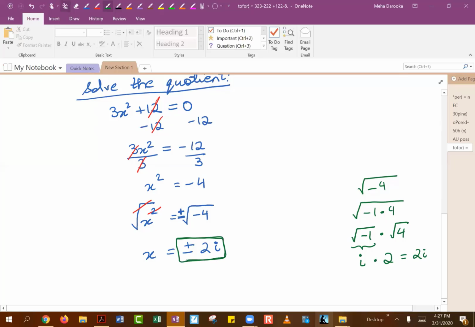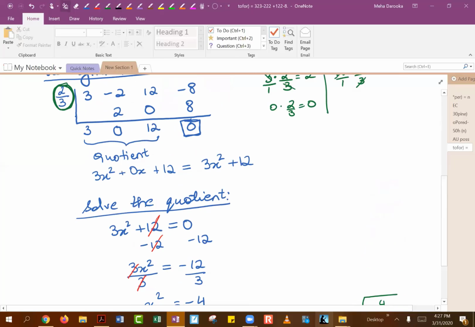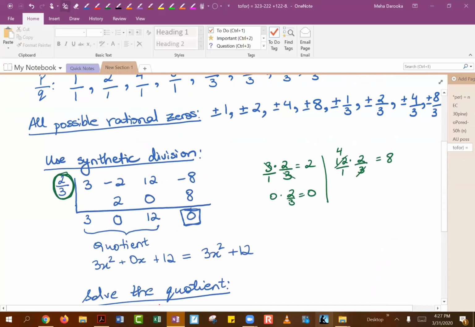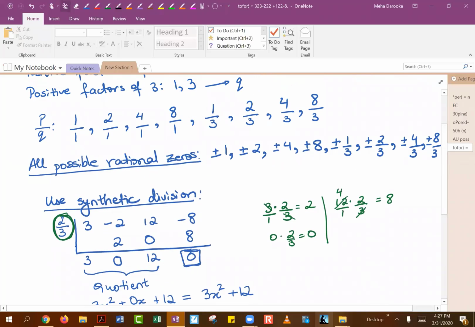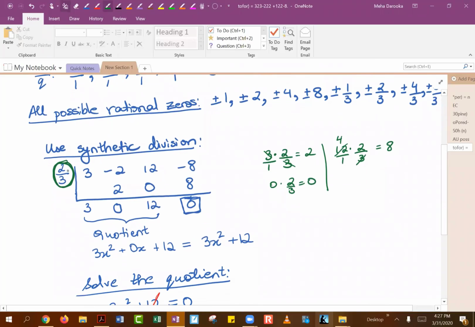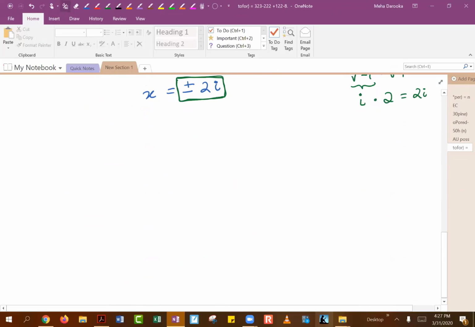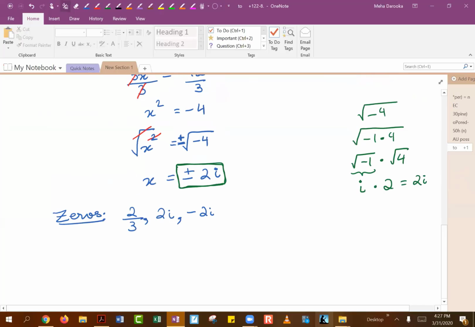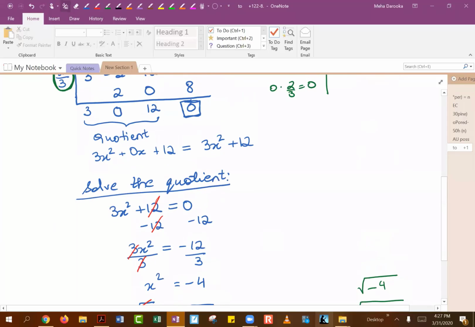So we've got positive and negative 2i from here, which is when we solve the quotient, and then initially, from all the possible rational zeros that we had, we got 2/3 also as one of our zeros. So the zeros for this function are going to be the 2/3 that we started out with, and then the positive 2i and the negative 2i we got when we simplified our quotient.